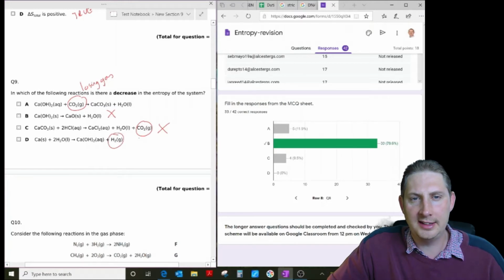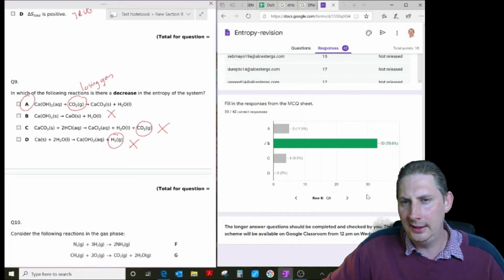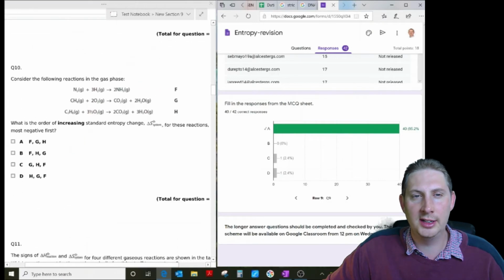And this one, we're generating a gas, so that would be an increase in entropy of the system. So it must be A. And yeah, 95% of you got that right.